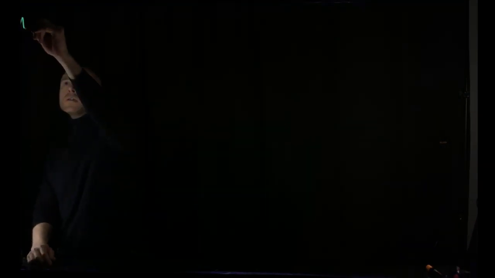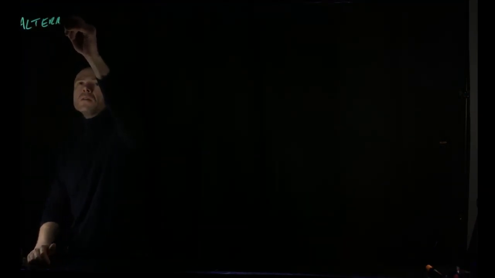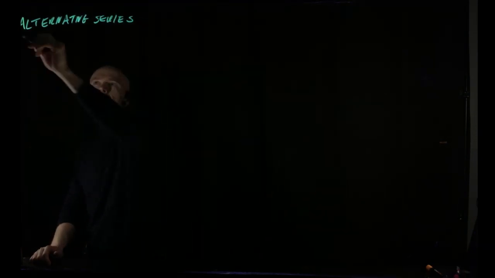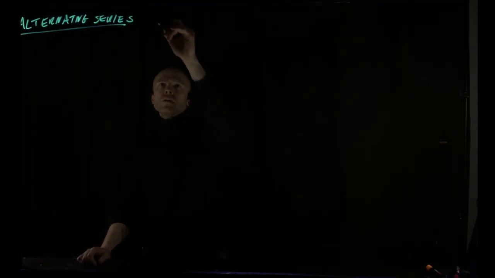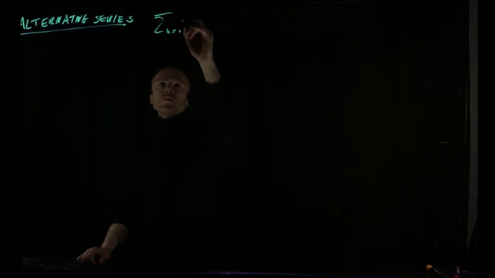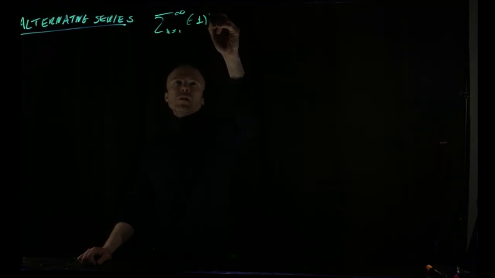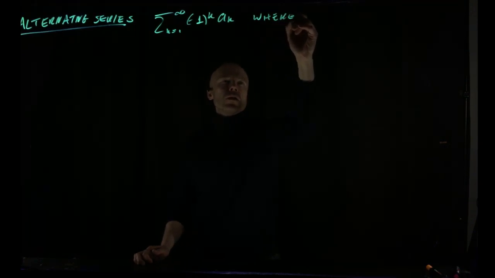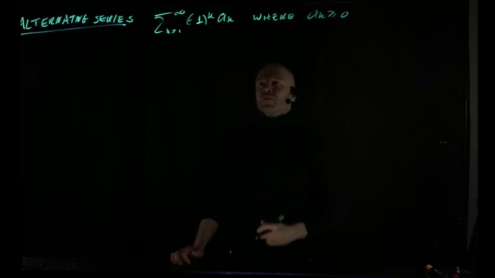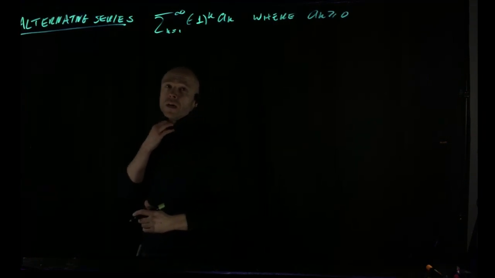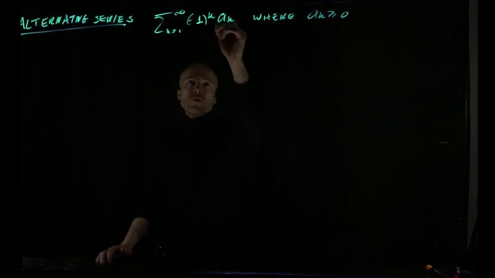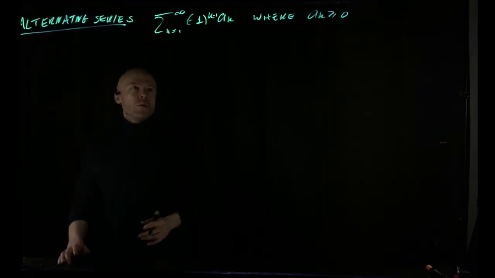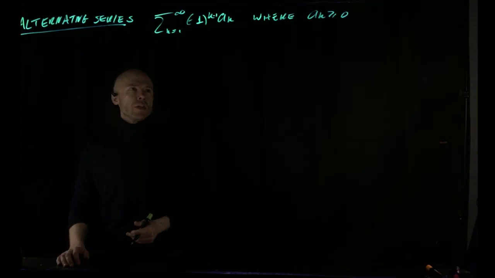Alternating series. A series is alternating if it's of this form: the sum from k equals 1 to infinity of minus 1 to the k, a_k, where a_k are bigger than or equal to 0. Okay, that's an alternating series. Sometimes we have a minus 1 here just because we want to start with a positive step forward. It really is not important. We just factor out a minus 1.